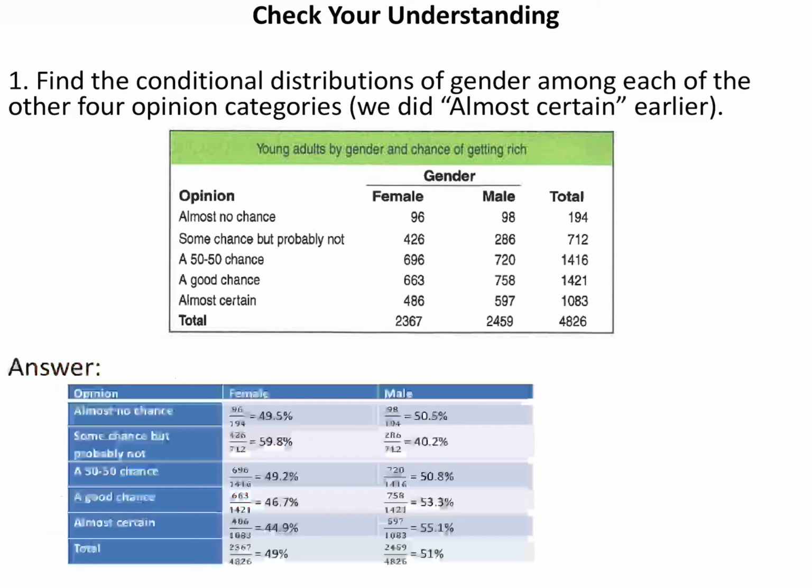So almost no chance, they're very, very similar. And we saw that in the segmented bar graph. Some chance, but probably not. Of the people who said that, 59.8% of them were female and 40.2% were male. And you would do that for each of the categories.